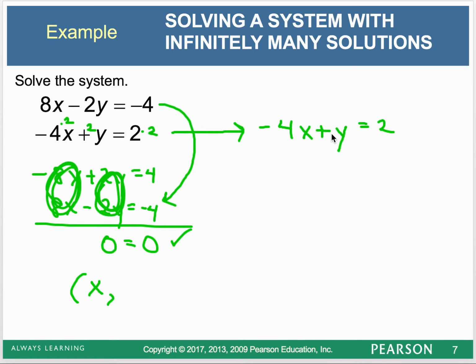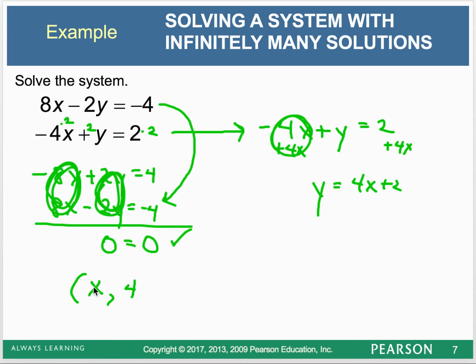So let's solve this. Sorry about that, guys. For y, all I have to do then is add 4x to both sides. That made it a lot easier too. That's why I chose that one to start with. Okay, so y equals 4x plus 2. So I just put that in here as y, right? That makes sense. I don't know what I was thinking. Y is 4x plus 2.